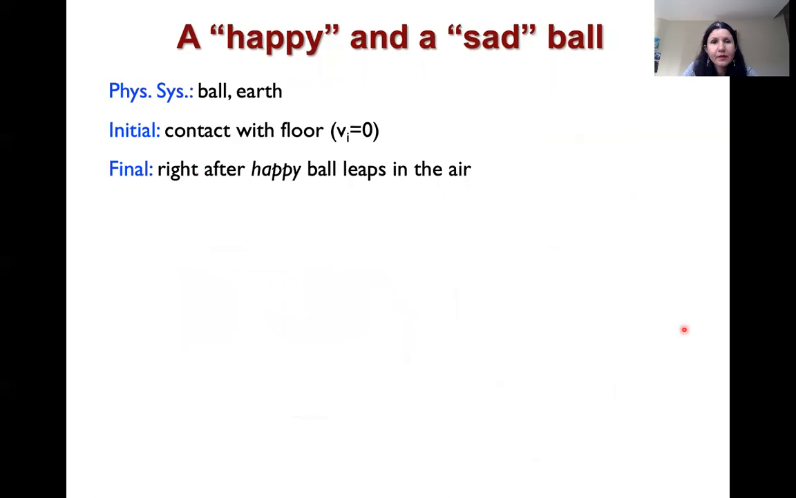Okay, so let's now continue thinking about our balls. Well, the sad ball is done. It's just stopped on the ground. What's happening to the happy ball after it leaps back in the air? So here, let's look at the interval. Let's now make the initial time of our interval the final from the previous slide, when it's in contact with the floor, turning around. And then the final is where it's no longer touching the floor and leaping back up in the air.